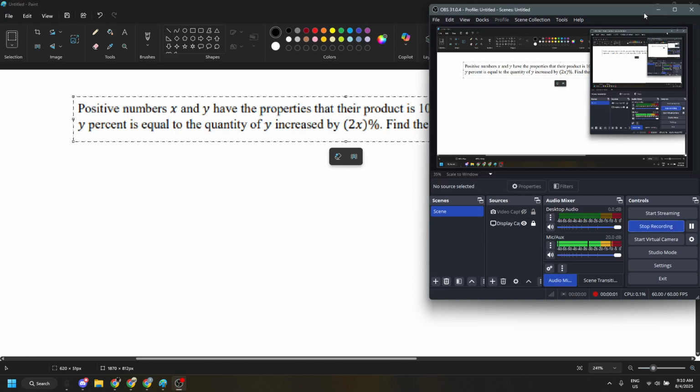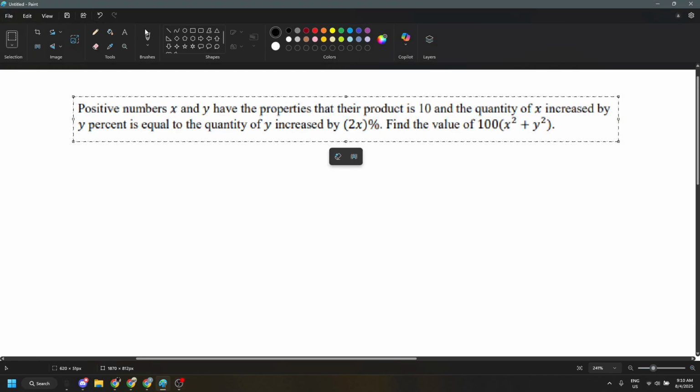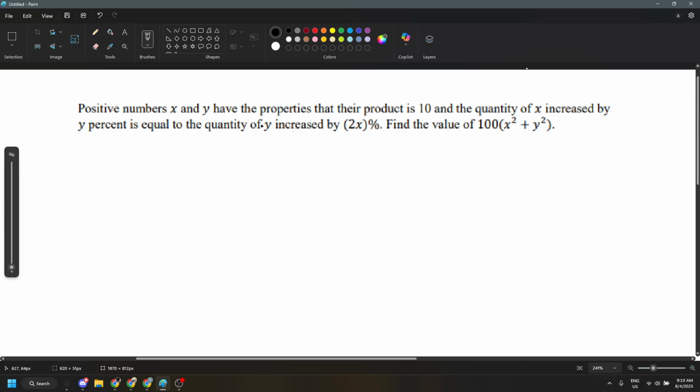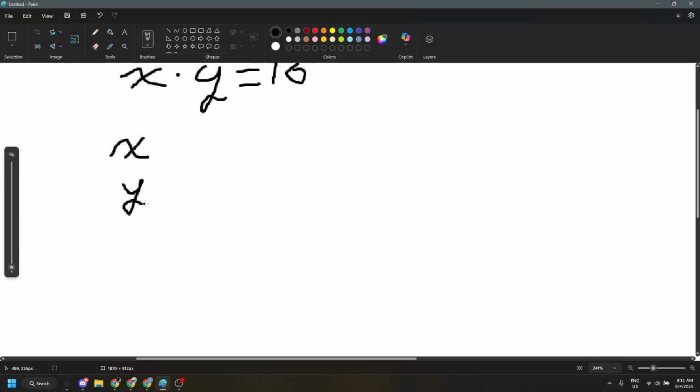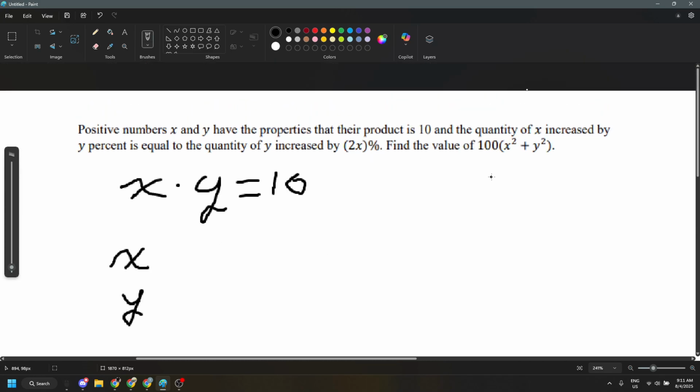Okay, let's try to solve this. So, this question: positive numbers x and y have the properties that their product is 10, so x times y equals 10, and the quantity of x increased by y% is equal to the quantity of y increased by 2x%. Find the value of 100 times x squared plus y squared.